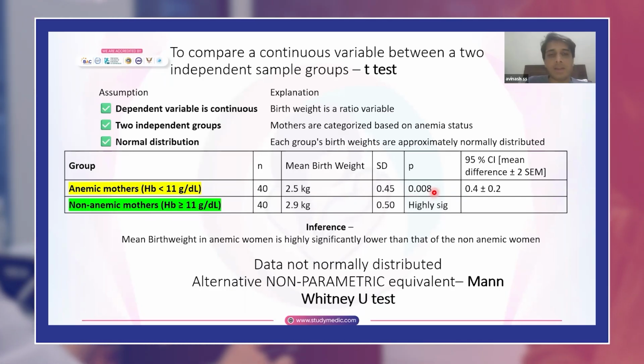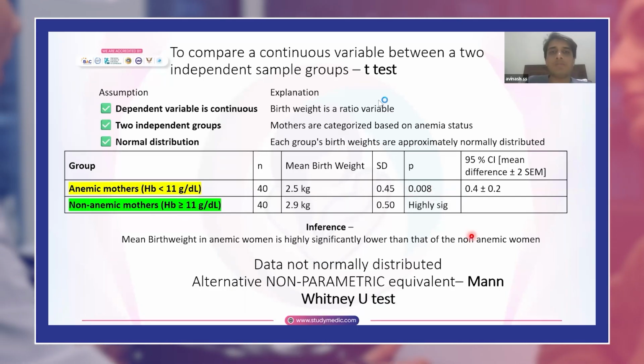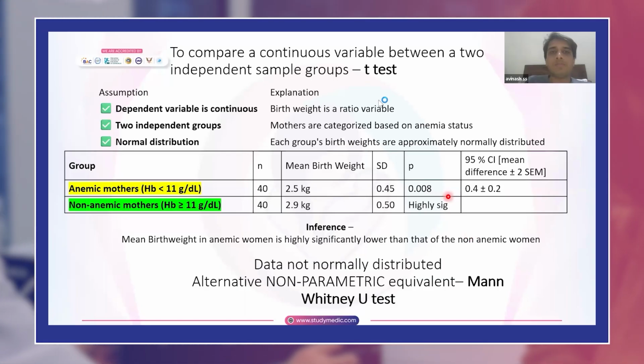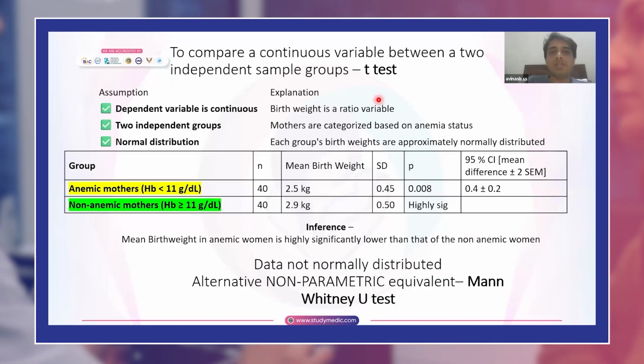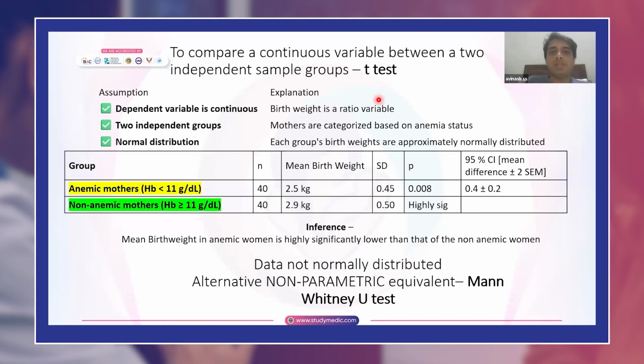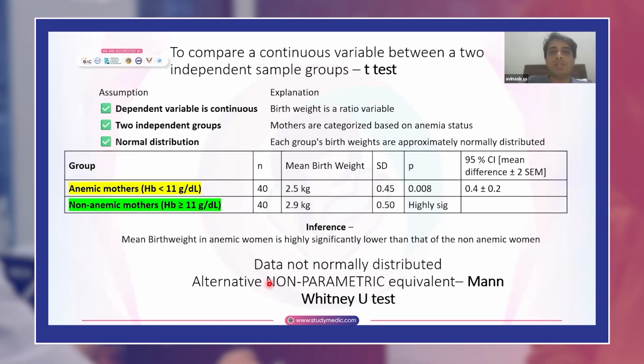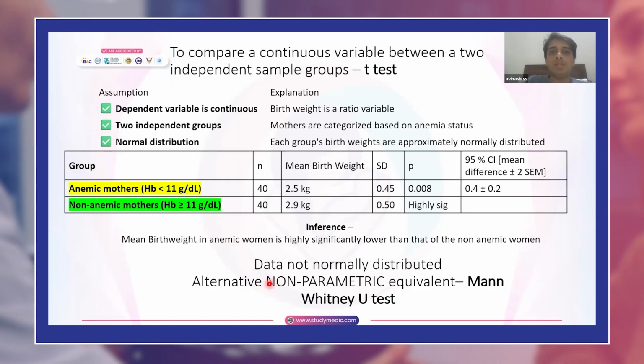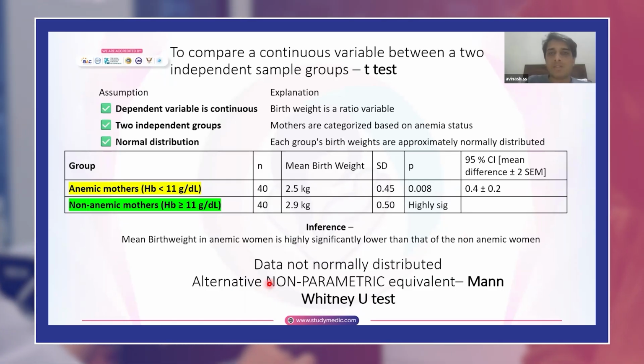So in this case, we infer through the t-test. If the data is not normally distributed, then the alternative non-parametric equivalent is the Mann-Whitney U test. Okay, so both are done to compare the continuous variable between two independent groups.